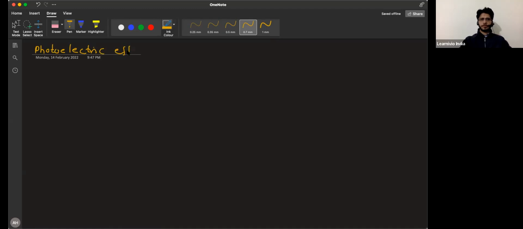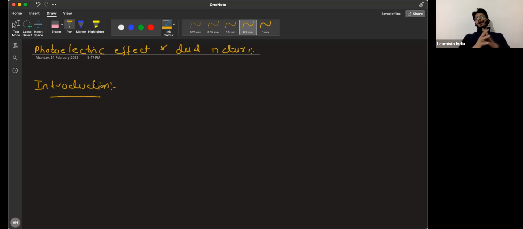Photoelectric effect, this is the name of the chapter, and dual nature. So whatever you have around you, you can divide all those things into two categories. That's either a wave or a particle. Like this pen is a particle, sound is a wave. So you can classify everything into two broad categories. It's either a particle or a wave.